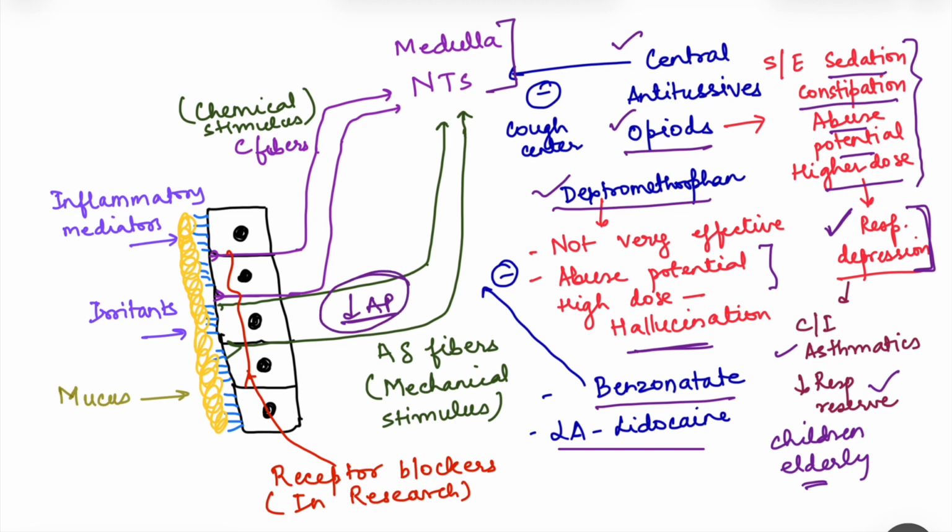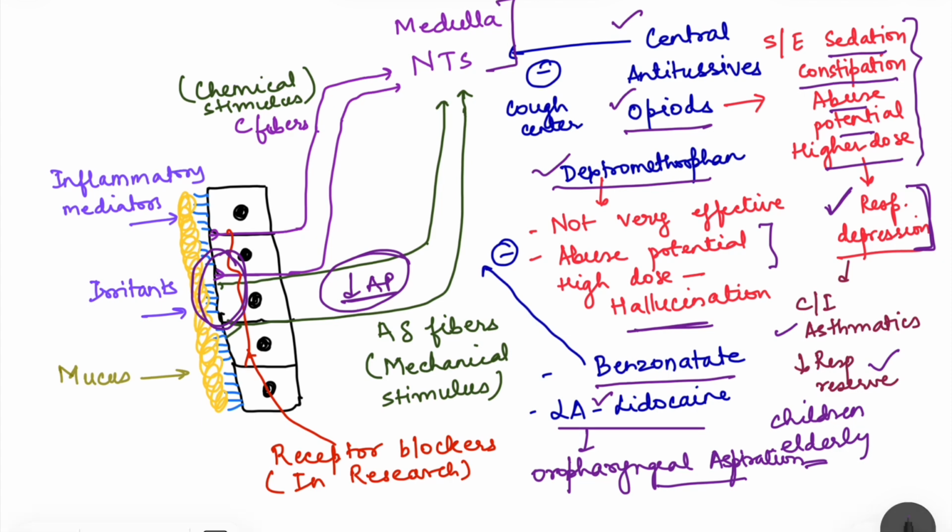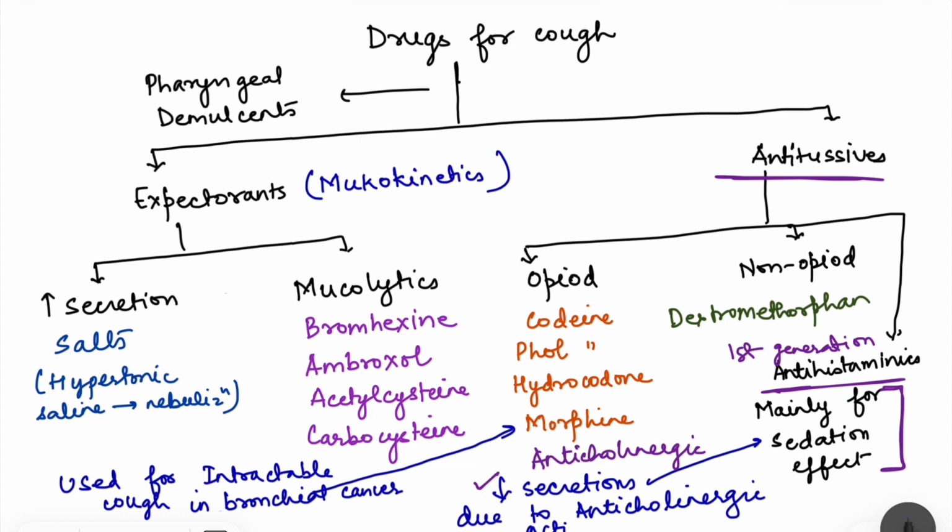But one thing you remember, since they are numbing the local area, especially with lidocaine, there are high chances of oropharyngeal aspiration. Because the area has become numb, your local reflexes will be blocked and there are chances of aspiration. That means the food material may go into the respiratory passages instead of the esophagus. But still, these drugs have some role in case of intractable cough, that means a cough which is difficult to handle. So that was about the drugs which are used for cough.